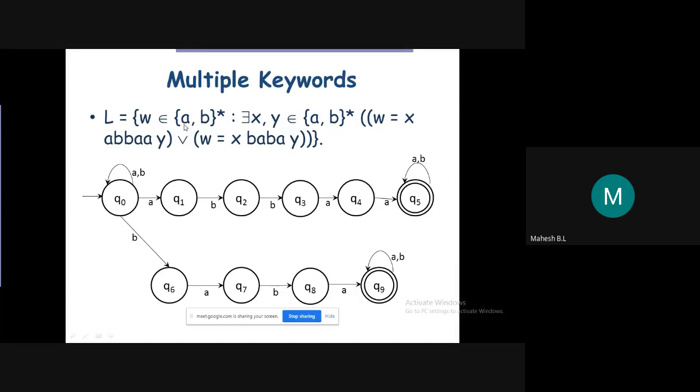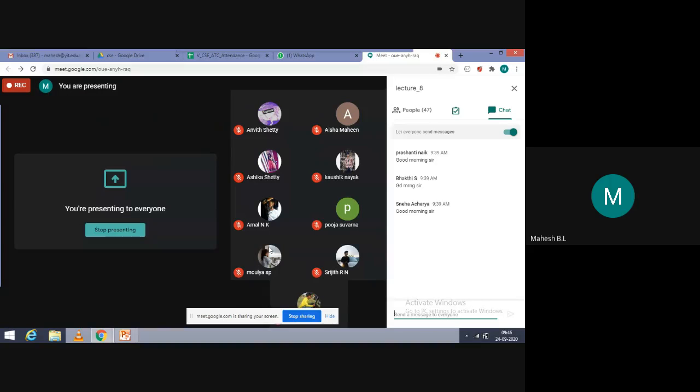So the language is over the alphabet {a, b}, and either the substring abbaa or baba has to be there. These are the two possibilities. Any doubts in this example? Is it clear to you? Any doubts?